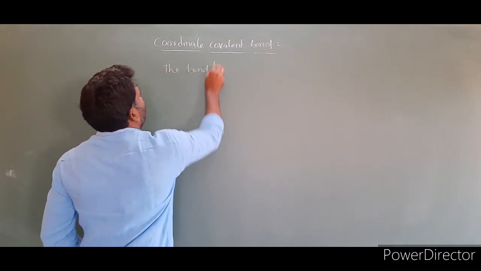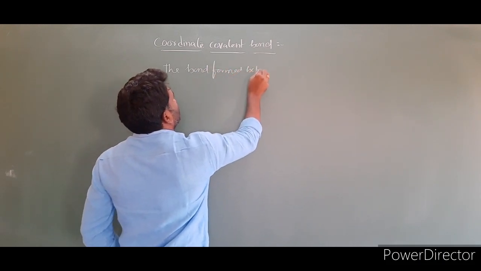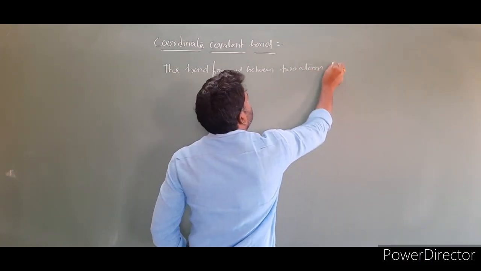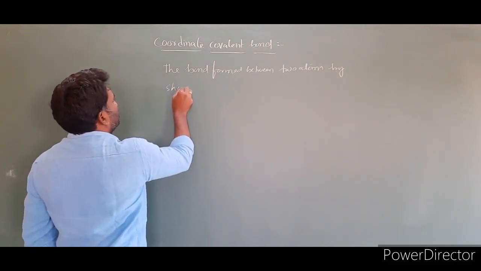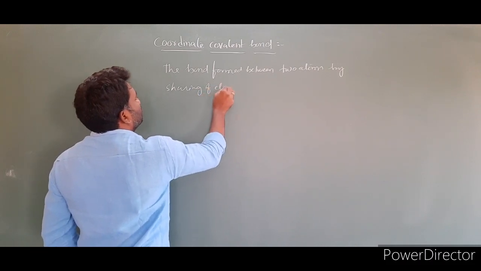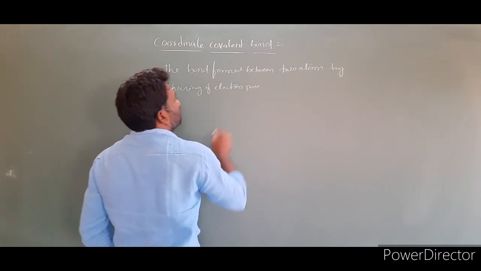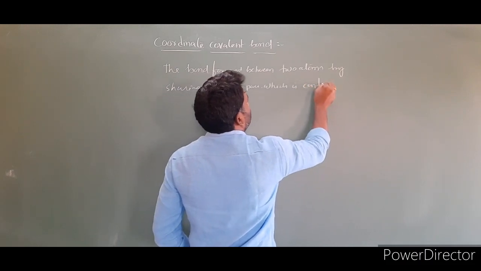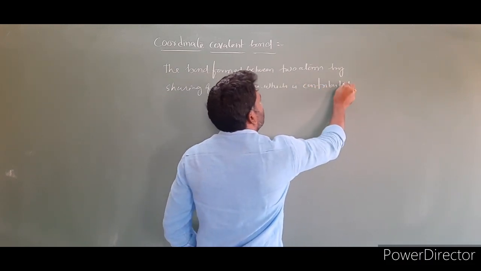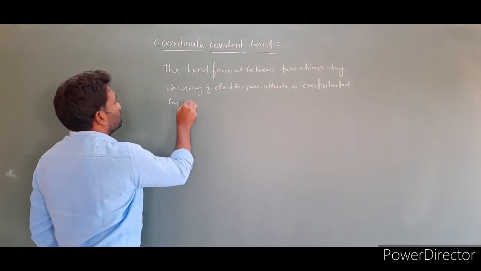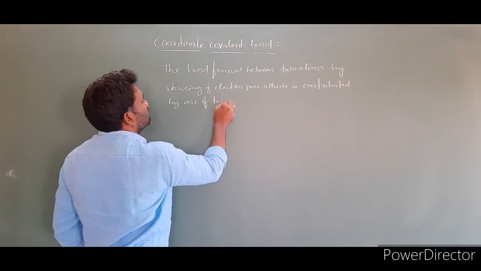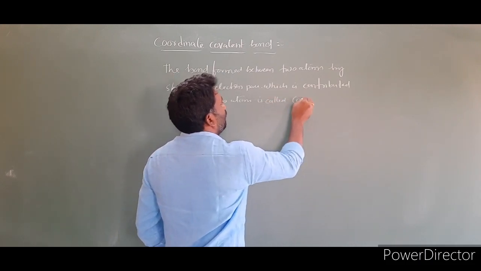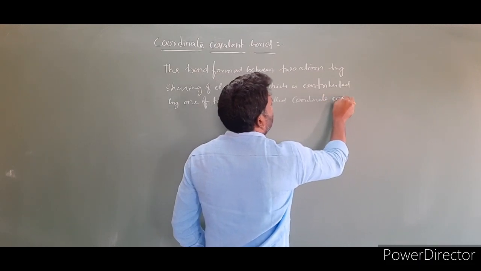The bond formed between two atoms by sharing of electron pair, which is contributed by one of two atoms, is called coordinate covalent bond.